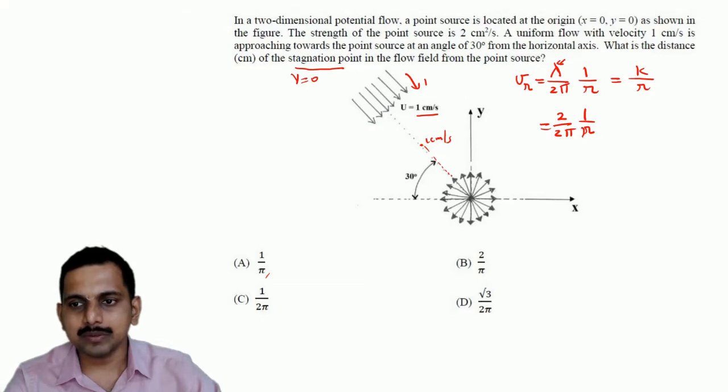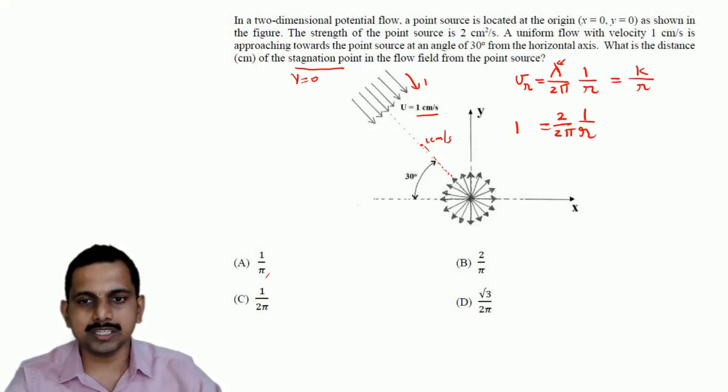The r, when the velocity is 1 centimeter per second, because when this is 1 centimeter per second and the velocity from this side comes as 1 centimeter per second, that would be the stagnation zone. So solving this, r will be 1 by pi.